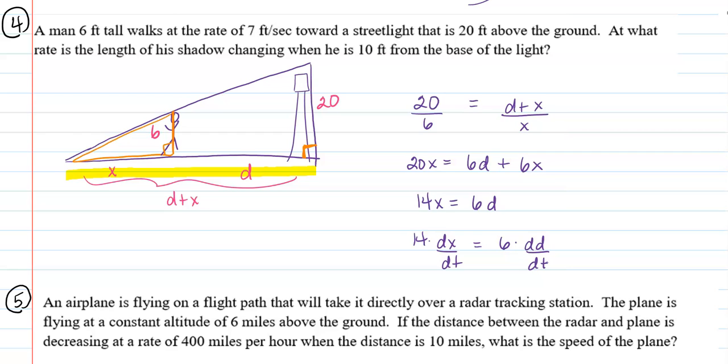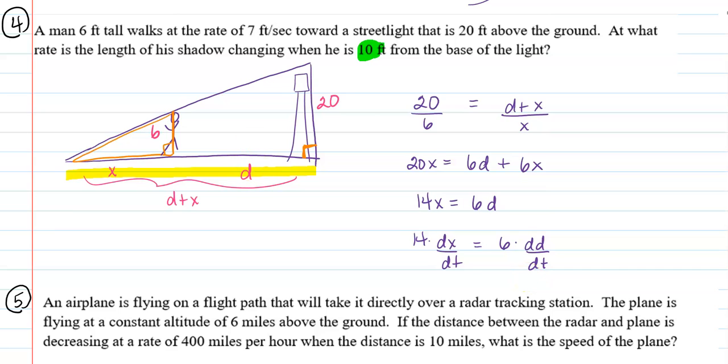Okay, so looking back at the problem, a man 6 feet tall walks at the rate of 7 feet per second toward a streetlight that is 20 feet above the ground. At what rate is the length of his shadow changing when he is 10 feet from the base of the light? So I see this 10, and 10 represents d, but when you look back at this equation, there is no d there. And so it actually doesn't matter. So at that moment in time, or at any moment in time, this distance the man is from the street lamp will not matter. The rates are telling us that it doesn't matter. So the only thing that you have to put in is dd/dt, which is how that distance is changing.